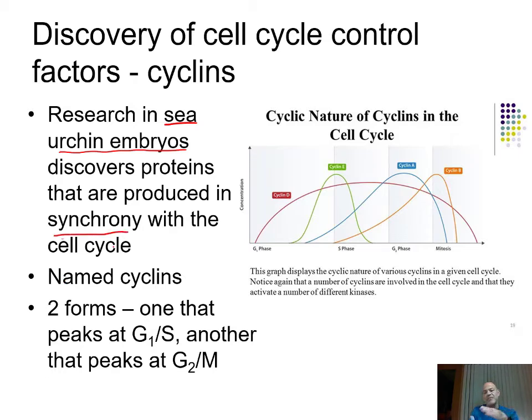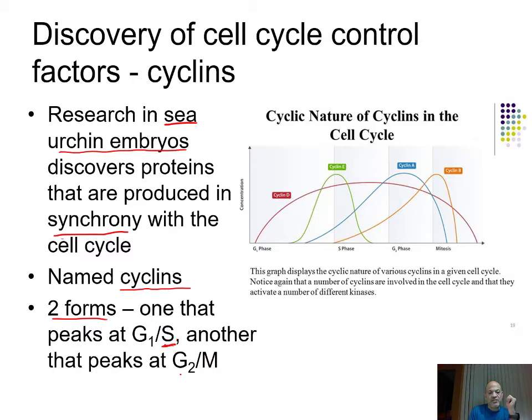So it seems that every time a cell was going to progress and begin another stage in the cell cycle, we saw an increase in these proteins. They named these proteins, they called them cyclins. And they saw that there were two forms within the sea urchin embryos. One form peaked before going into S, so at the G1/S boundary. So you're in G1 of the cell cycle, and then S, remember, is where you're going to make your copies of your DNA. So the cyclins appeared to increase in level there.